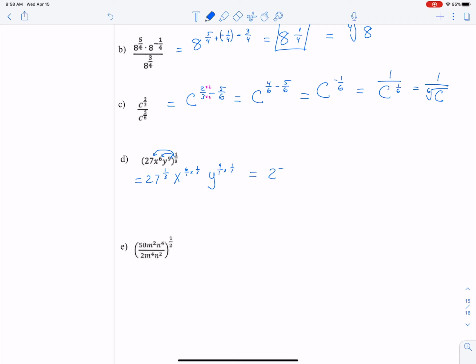I get 27 to the 1 over 3. For my x, I multiply across the top, 6 times 1. I multiply across the bottom, 1 times 3. So I get 6 over 3. And then my y, I'm going to multiply across the top. I get 9 over 3.